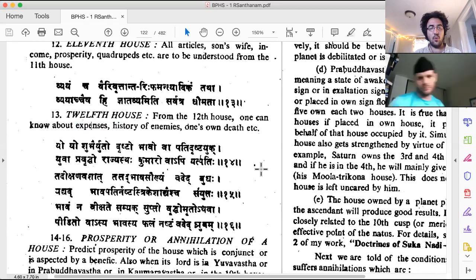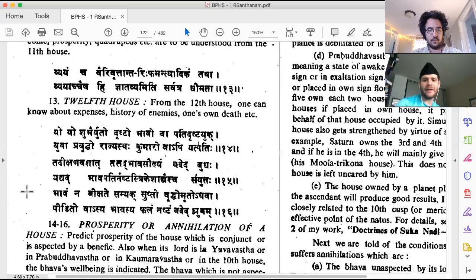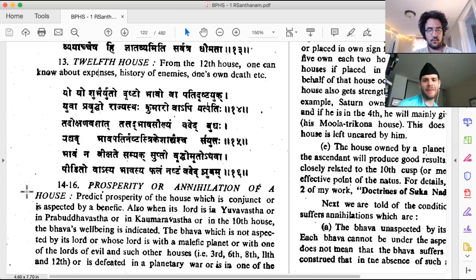All the watery houses, 4, 12, and 8, are moksha houses, meaning release, final liberation, enlightenment, because you're letting go. You're expending, and that's a letting go. And the 12th is just the end. It's basically that. This can be expenses, this can be death, this can be just turning the page.